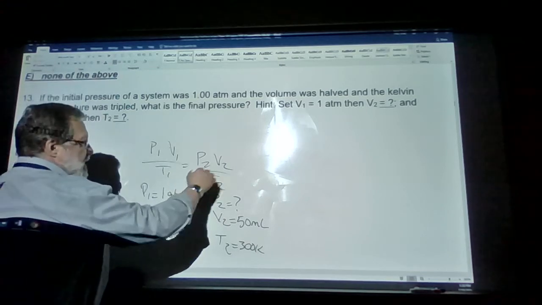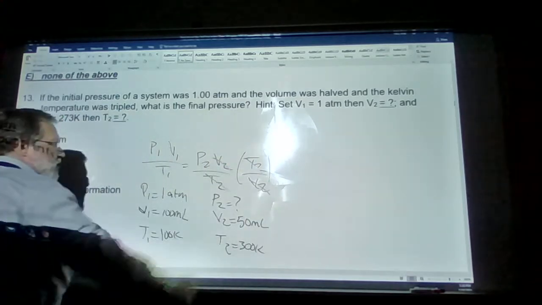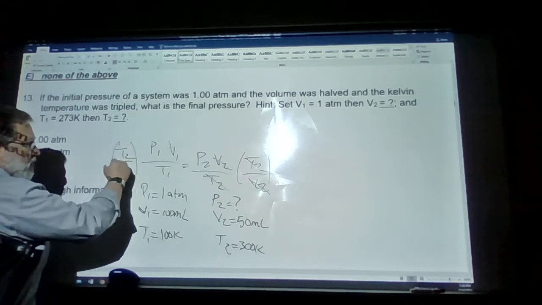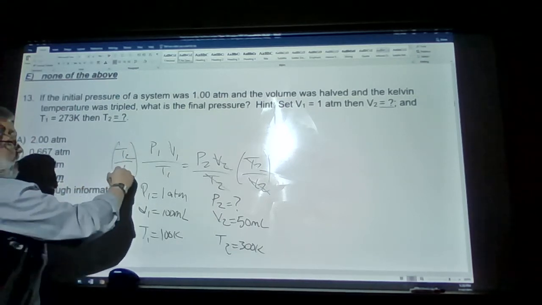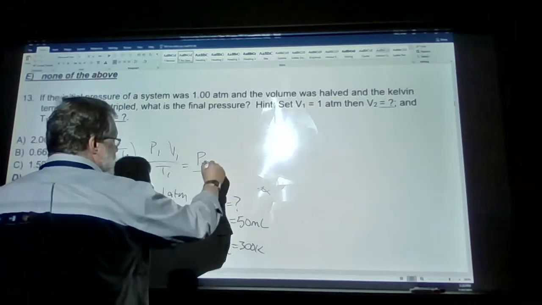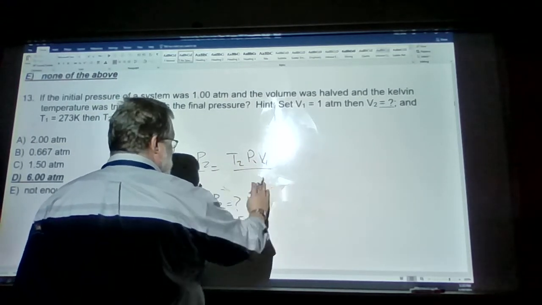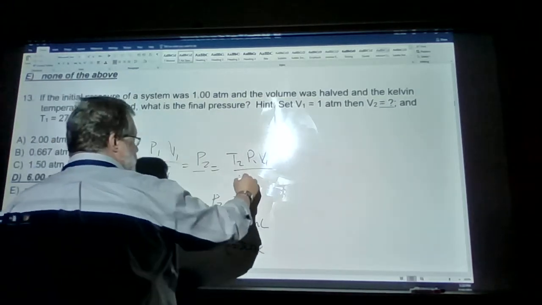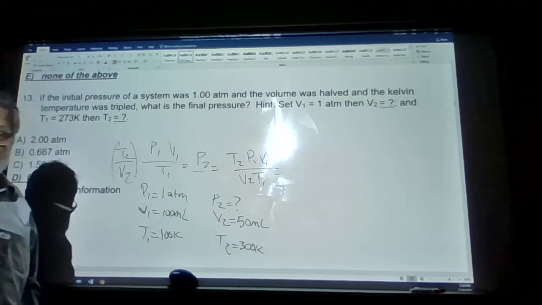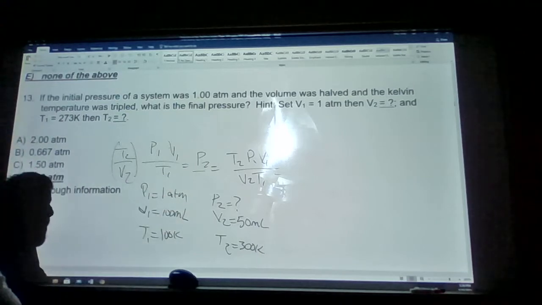Solving for P2, we need to multiply by T2 over V2. T2 drops out, V2 drops out. Whatever we do to one side, we got to do to the other. So P2 is equal to T2 P1 V1 over V2 T1. Are the temperatures in Kelvin? Yes. We have units of volume, we have units of pressure, okay?